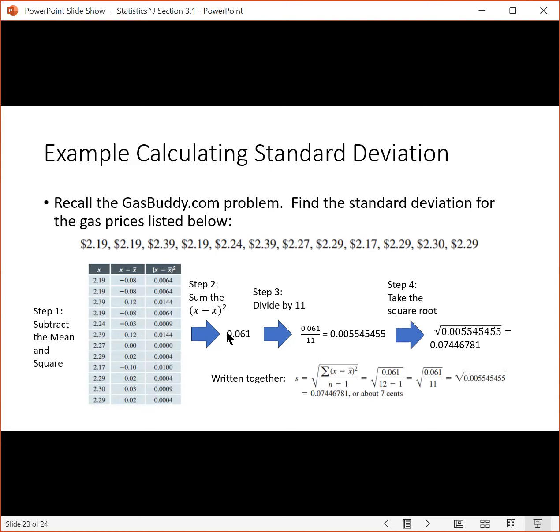0.061. And then once you've done that, you divide by the number of observations minus 1. There are 12 observations, so 12 minus 1 would be 11. And then when you're done with that, you take the square root. You can see it all written here together. The sum of the observations minus the mean squared gets us the 0.061, right? So that's the sum of these. Then divide by 11, that gets you this, and then take the square root.